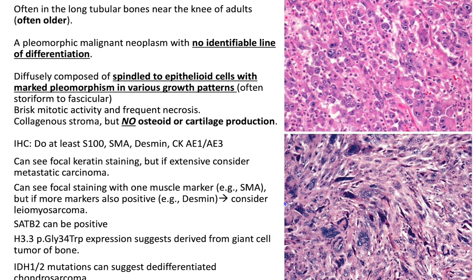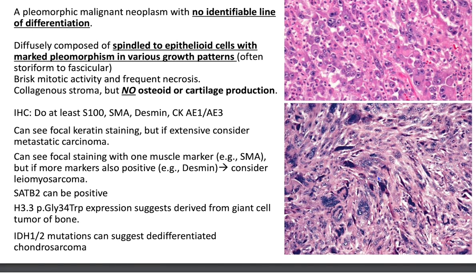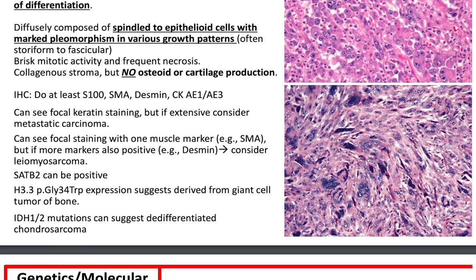There should be no osteoid or cartilage production, because in that case, you kind of know where the line of differentiation is. At least do an S100, SMA, desmin, CK AE1/AE3. If you see extensive AE1/AE3 cytokeratin, consider metastatic carcinoma. If you see focal staining with one muscle marker like SMA, but if more markers are also positive, desmin, consider leiomyosarcoma. SATB2 can be positive.